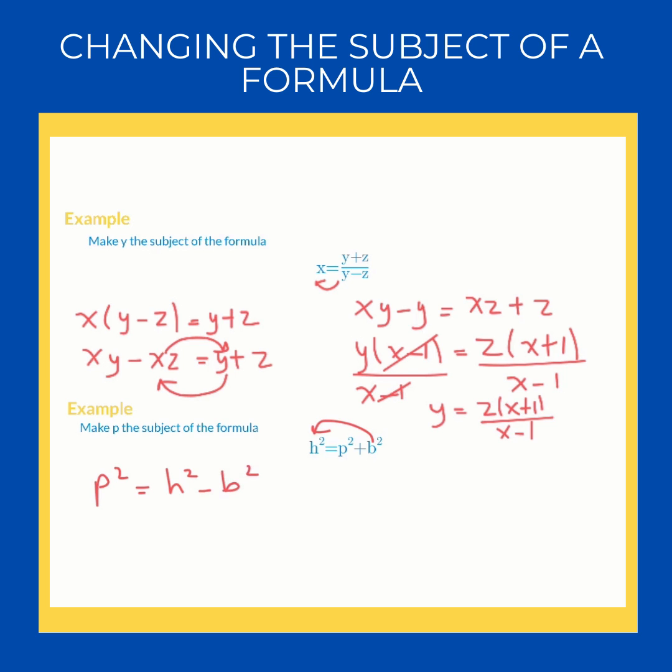So to make p the subject, I'm going to take the square root of both sides. So the square root of p squared is equal to the square root of h squared minus b squared. So p becomes plus or minus the square root of h squared minus b squared.